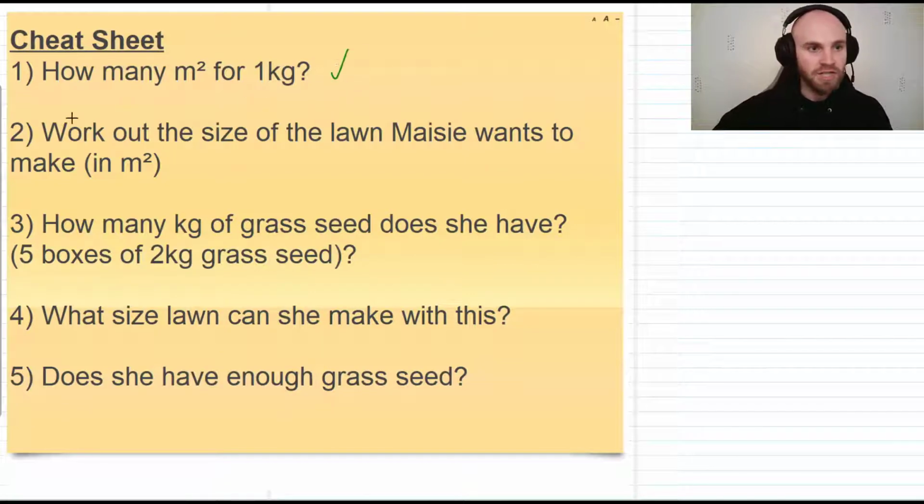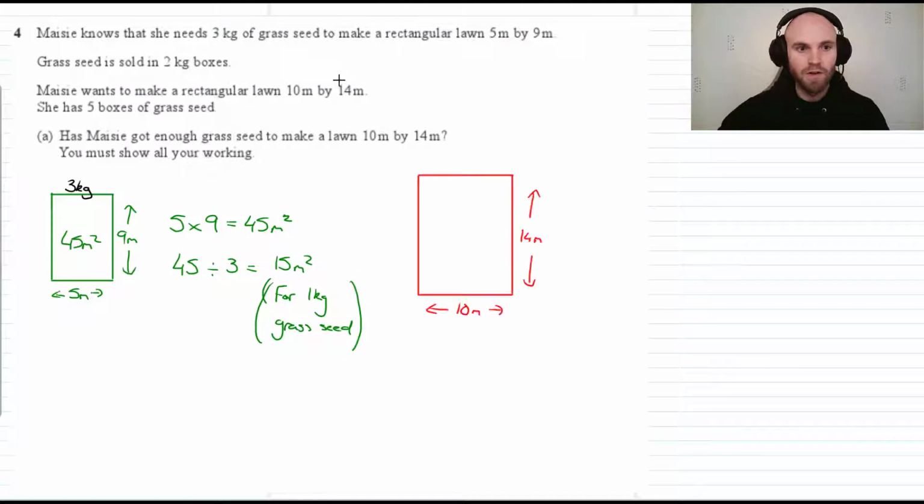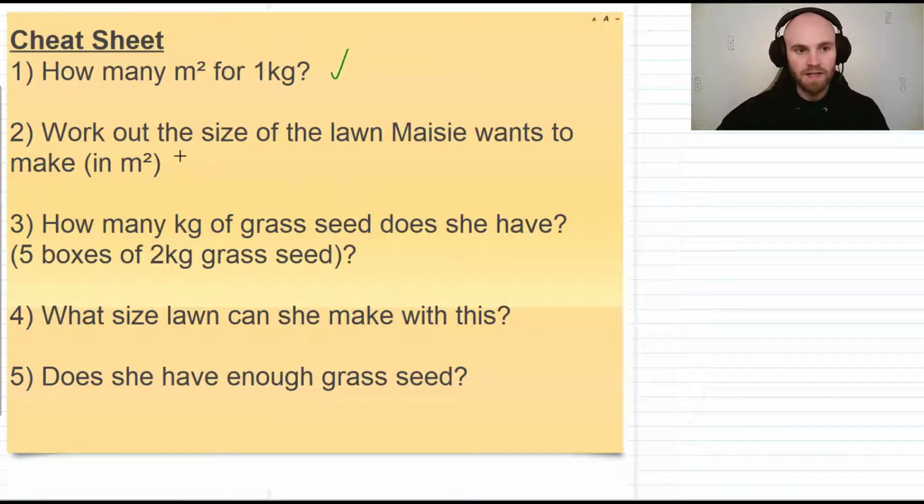So we can tick off part 1 of the cheat sheet. Now we go to part 2. We need to work out the size of the lawn Maisie wants to make in meters squared. From the question, we know that she wants to make a lawn of 10 meters by 14 meters, which I put here. To find out this area, it's going to be 10 meters by 14. That's going to give us 140 meters squared, which I'll put right here. We can now check this off on the cheat sheet.